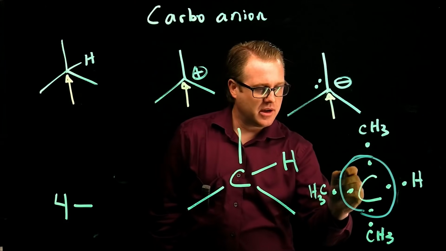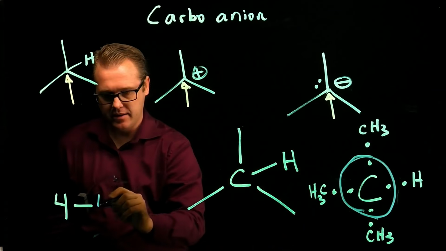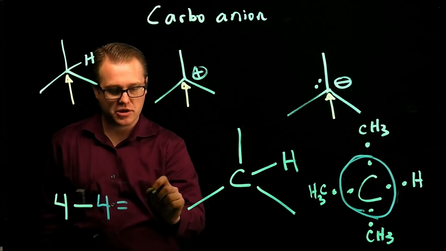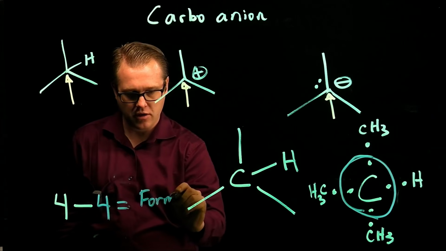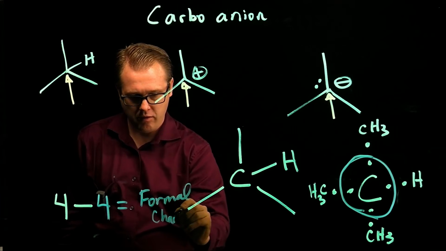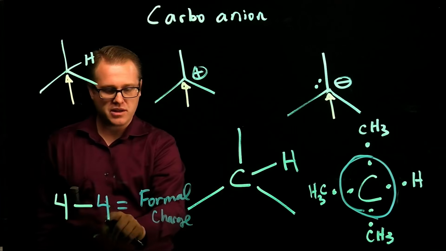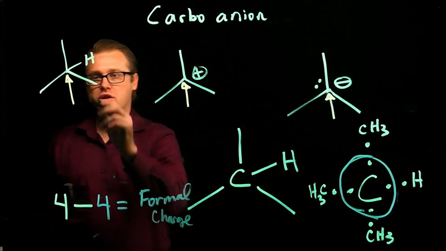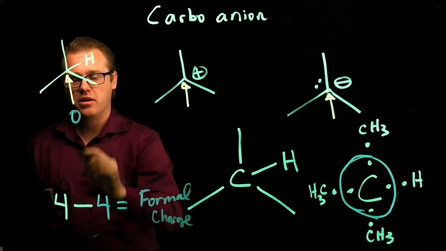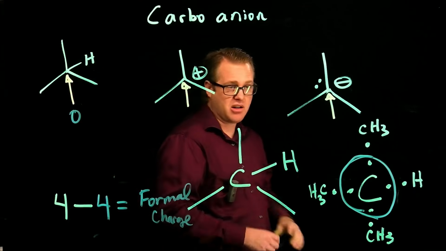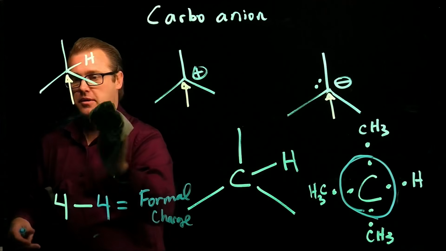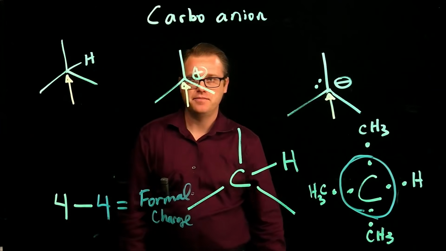So those electrons there, I minus. And then that's going to equal the formal charge. So this is the formal charge. So 4 minus 4 is 0, which means it's neutral. So the formal charge for this carbon is 0. And when the formal charge is 0 or neutral, we just don't write it down. It's just completely neutral.